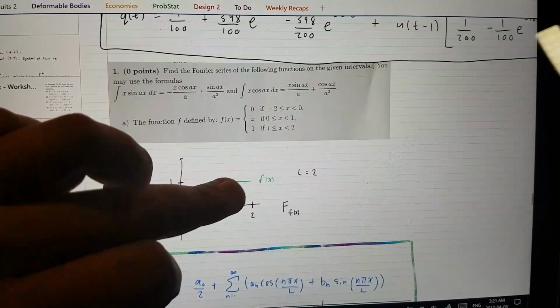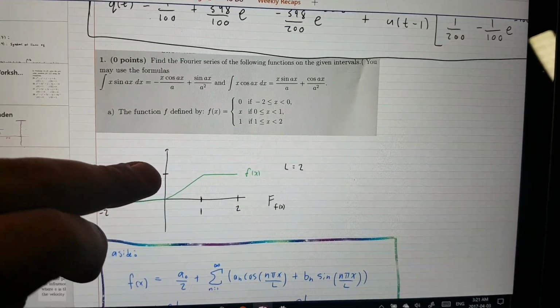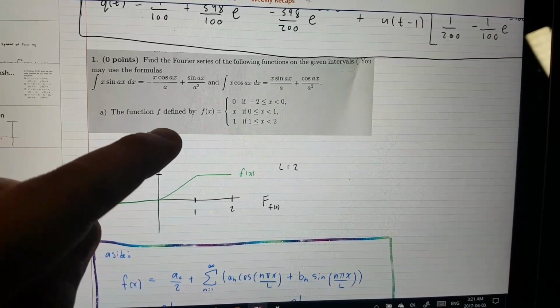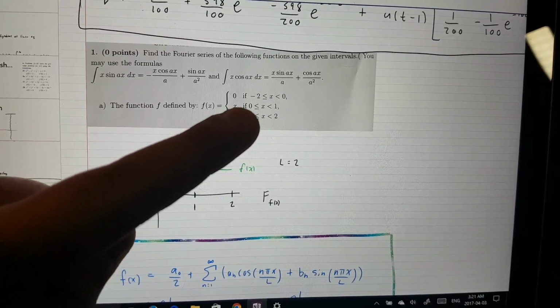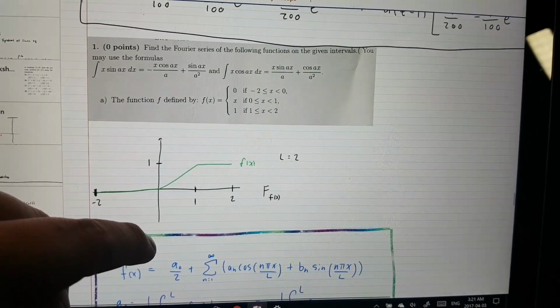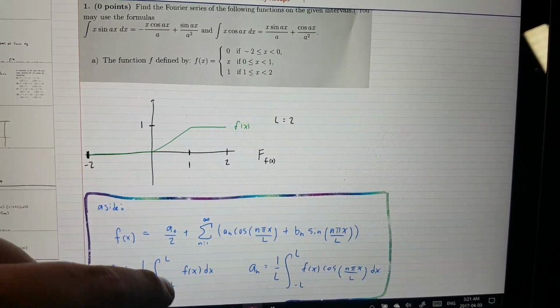Okay, so let's see. Find the Fourier series for the following functions on the given intervals, and I can use these formulas to get the integrals for free. The function f is defined by f of x equals 0 from -2 to 0, x from 0 to 1, and 1 from 1 to 2. So there's a graph of our function.